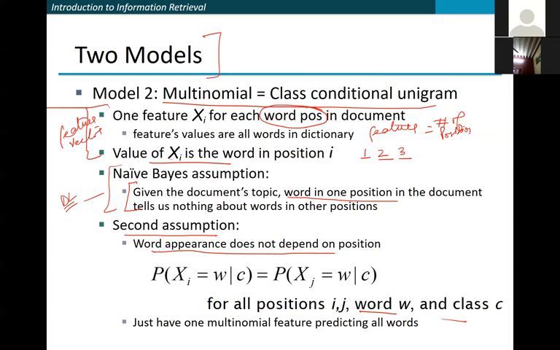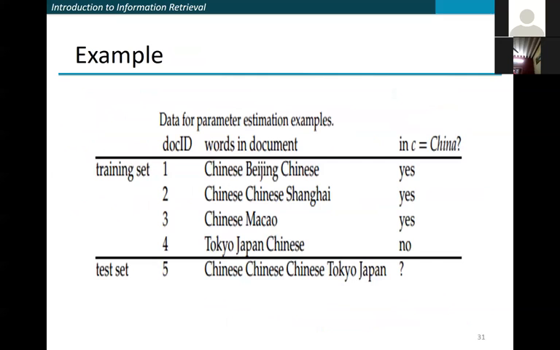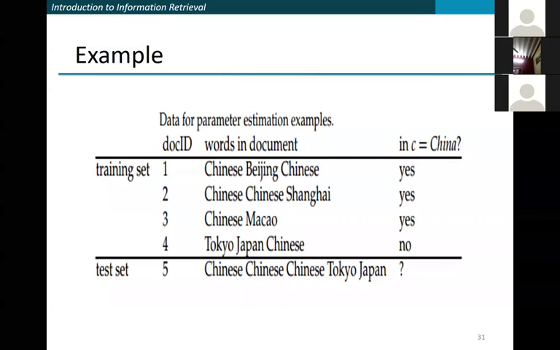ये क्लियर है सबको? जुनैद, श्रुति, साहिल, सबको क्लियर है? Yes sir. So let's apply this model on this data set.